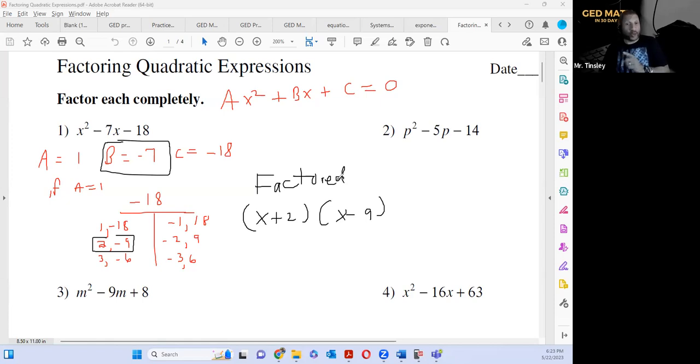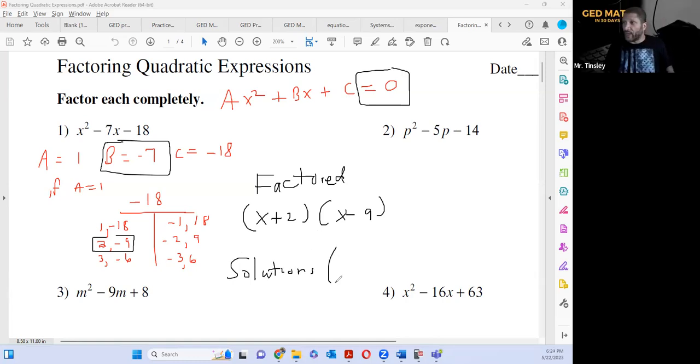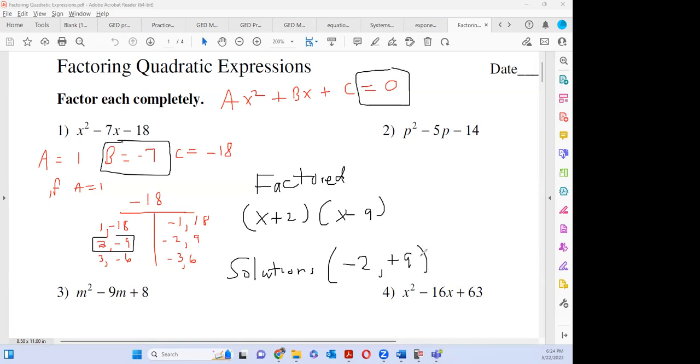To solve this quadratic equation, you have to find the zeros. Remember, I told you the standard form of a quadratic equation must equal 0. So what's anything times 0? 0. So the opposite of +2 is -2. So your solutions that solve this quadratic equation are -2, and what's the opposite of -9? +9. Those are your 2 solutions.